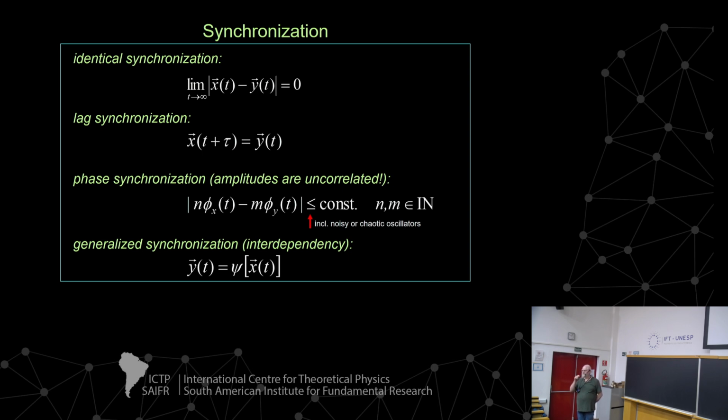And if you have noisy systems, if you have chaotic oscillators, then you would need to find some kind of a boundedness, whatever this is, for real-world applications. So from all these different concepts, there's another one which is just called some kind of an interdependency, and this is generalized synchronization. That means there's a mapping between the two state spaces. That's it. That was believed to be the four basic forms of synchronization.